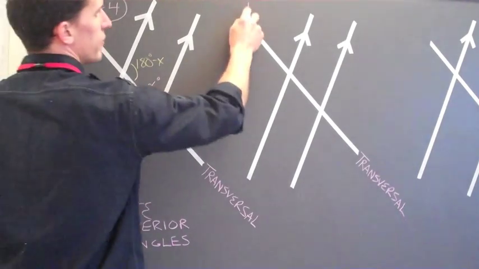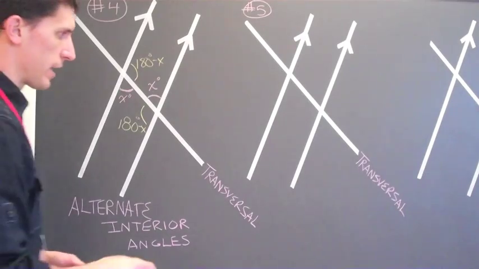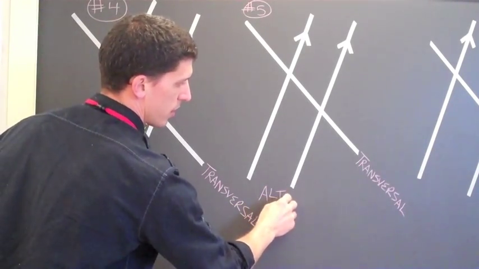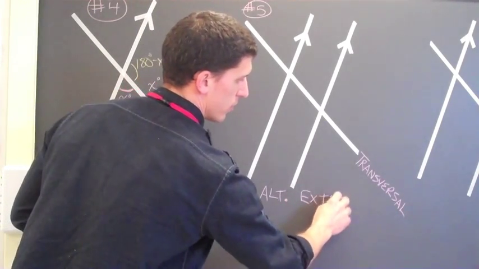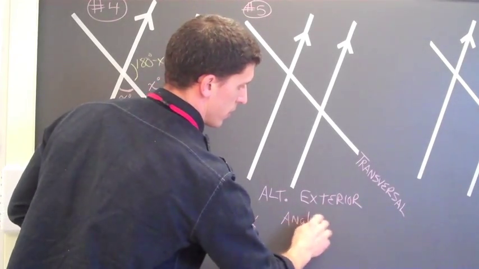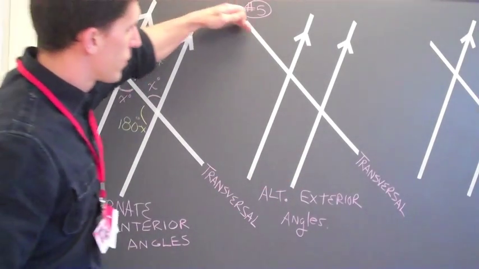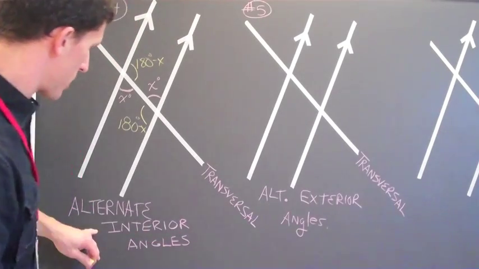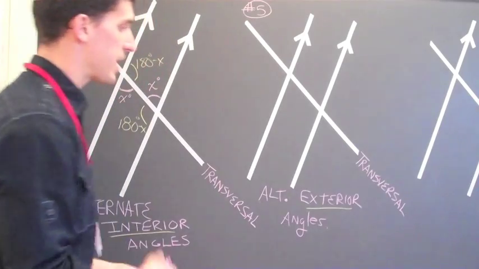Rule number 5, you'll notice the drawing is exactly the same. We get a little bit of a different thing out of this. Over here, these are called alternate, I'm going to abbreviate that, exterior angles. They are still formed when you have a pair of parallel lines, when you have a transversal cutting through them, and then what you'll find is the only thing that's changed is the word interior has changed to exterior. So the idea is the same.